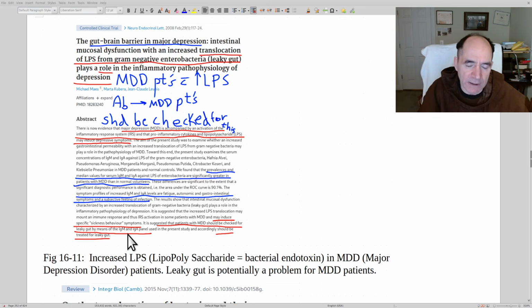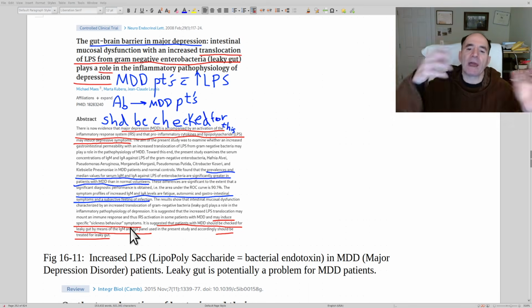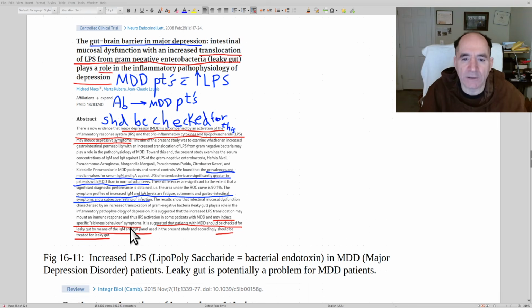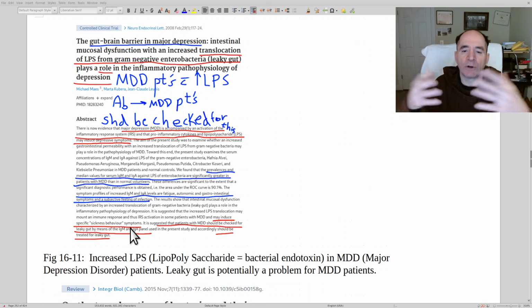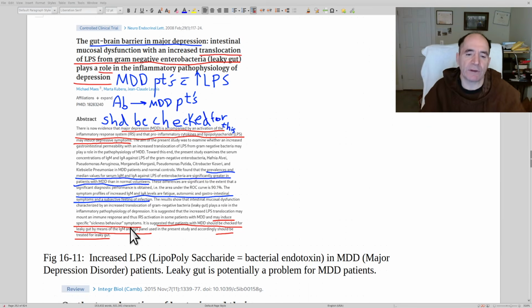Okay, and this may induce specific sickness behavior, and it is suggested that patients with major depressive disorder should be checked for leaky gut. So they're basically saying look at it backwards and forwards. If a patient comes in depressed, you should look first for what's called an organic cause. Maybe there's really nothing going on with them emotionally, or not significantly, and their problem is really that they're not healthy and they're in a sickness behavior pattern because they got leaky gut, they got increased LPS in their blood, and they're going through sickness behavior, so to speak.